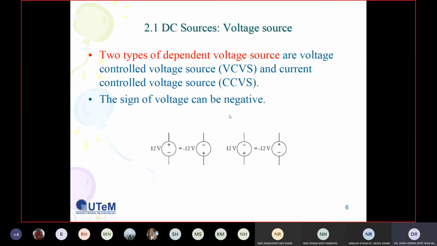Okay, the sign of voltage can be negative. 12 volt is equal to minus 12 volt if the negative sign is on the upper side and the positive side is on the lower side. Okay, so this 12 volt is also equal to this minus 12 volt.